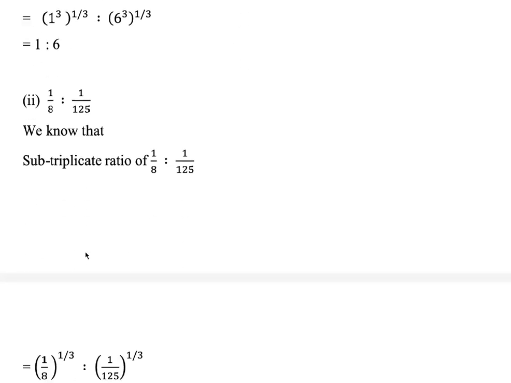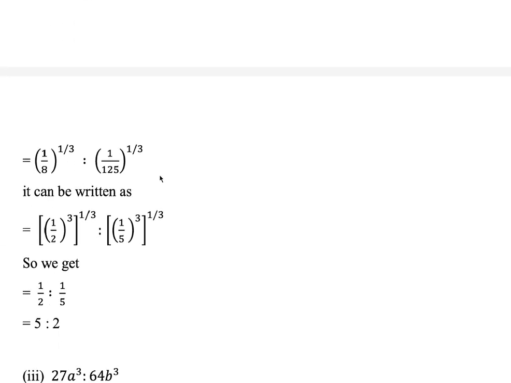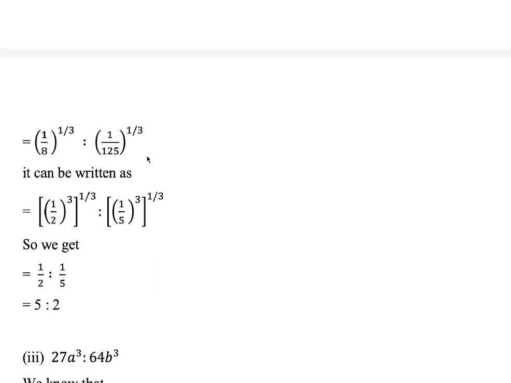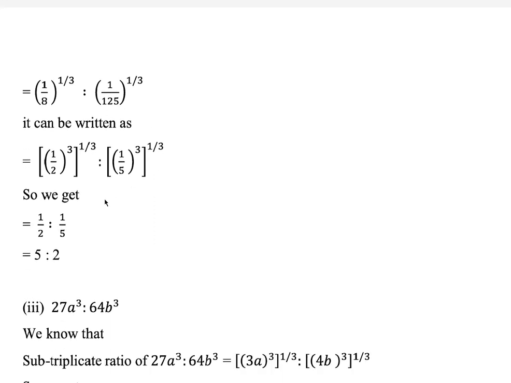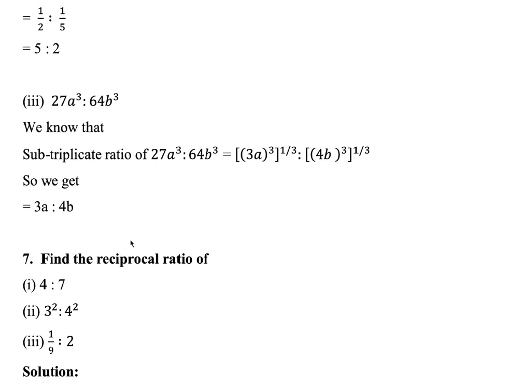Come to the next problem. 1 by 8 is to 1 by 125. So 1 by 8 to the power 1 by 3 is to 1 by 125 to the power 1 by 3. With a little bit of simplification, you will get 5 is to 2. Come to the next problem.